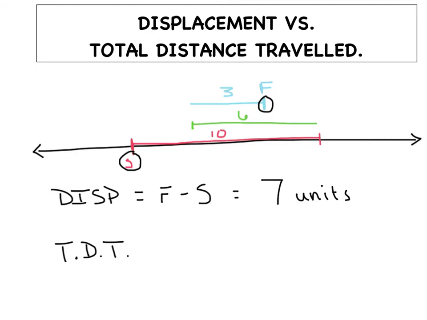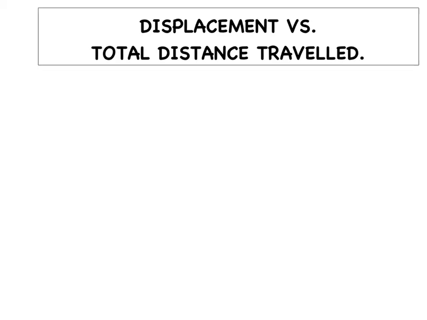Now, total distance traveled, as you see, is a different animal. We're going to add the 10, the 6, and the 3 for a grand total of 19 units traveled. So displacement can never be bigger than total distance traveled. It might be the same if he just traveled in one direction the whole time, but typically total distance traveled is a bigger number.